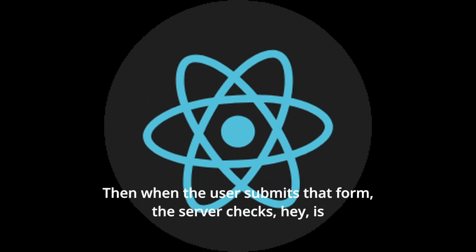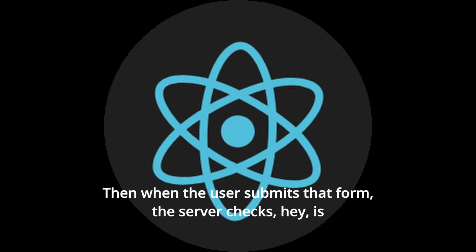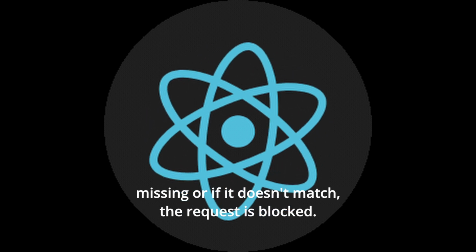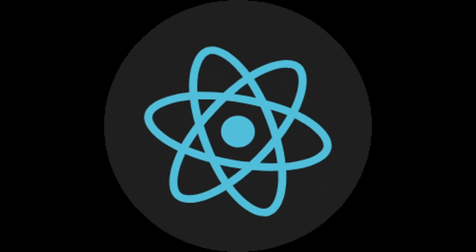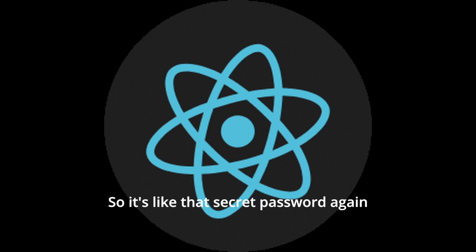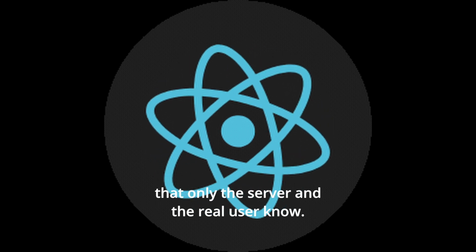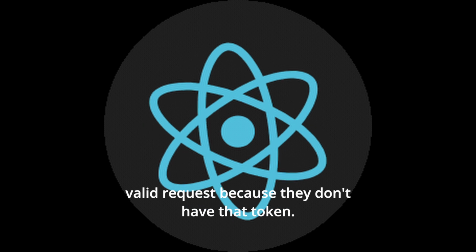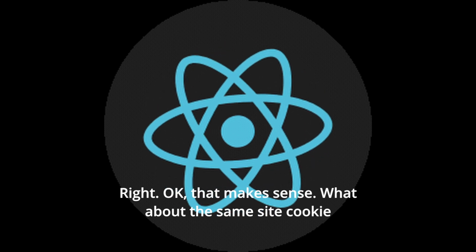Then, when the user submits that form, the server checks, hey, is the token there, and does it match what we're expecting? If it's missing or if it doesn't match, the request is blocked. So it's like that secret password again that only the server and the real user know. Yeah, exactly. The attacker can't forge a valid request because they don't have that token. Right. Okay, that makes sense.